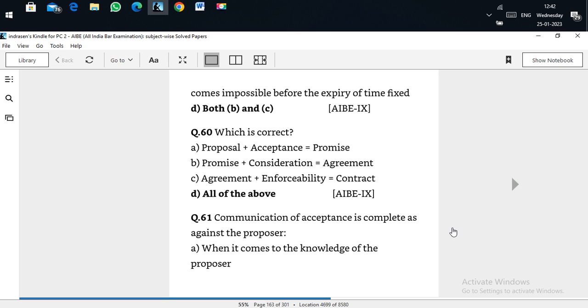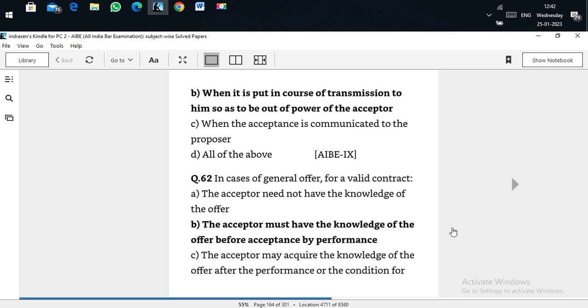Which is correct? Proposal plus acceptance is a promise. Promise plus consideration is an agreement. Agreement enforceable by law is a contract. All of them are correct. Communication of the acceptance is complete as against the proposer when it is put in course of transmission to him so as to be out of the power of the acceptor. In case of a general offer for a valid contract, the acceptor must have knowledge of the offer before accepting by performance.